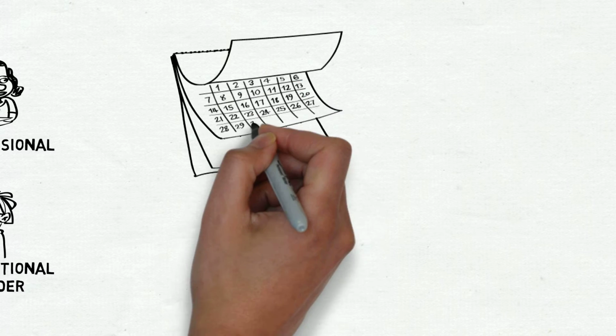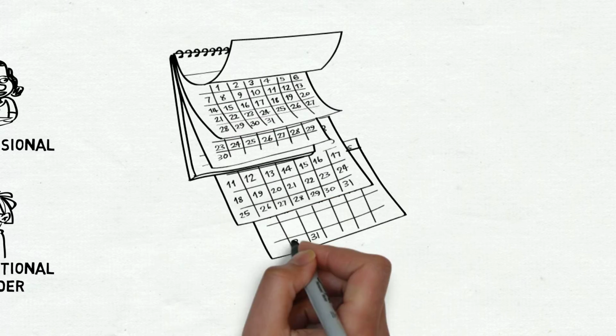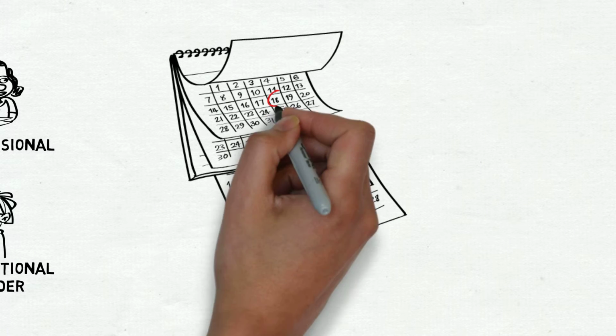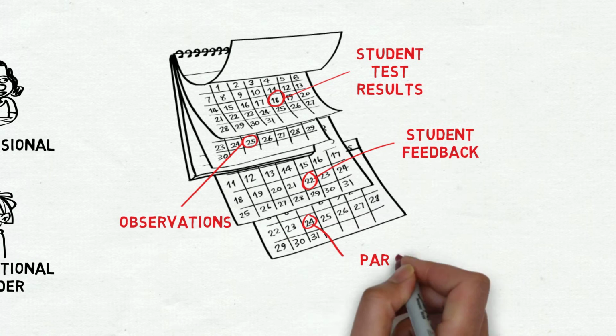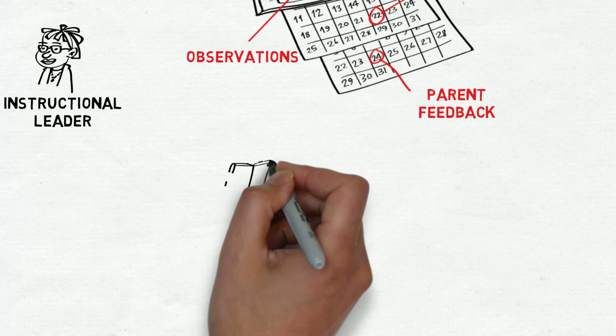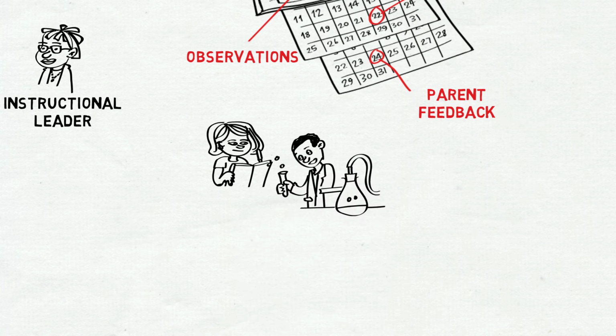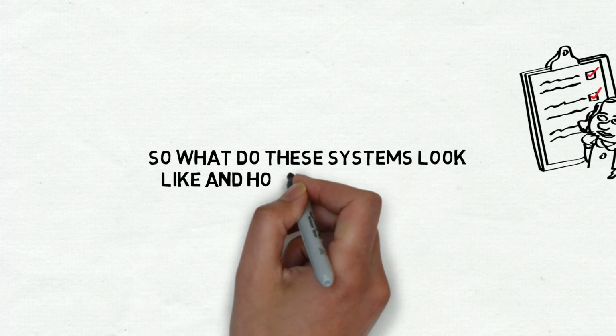These new approaches usually require more frequent evaluations of teachers and the use of multiple measures. Although the measures may vary from district to district, the end goals are the same: improving teaching and, most importantly, student learning. So what do these systems look like, and how can they work?